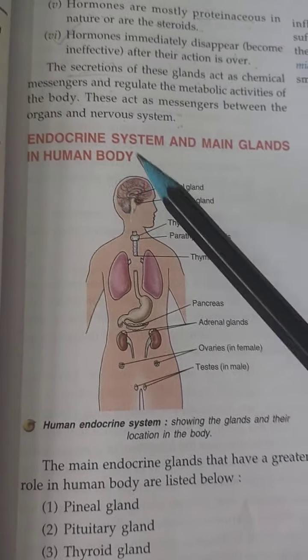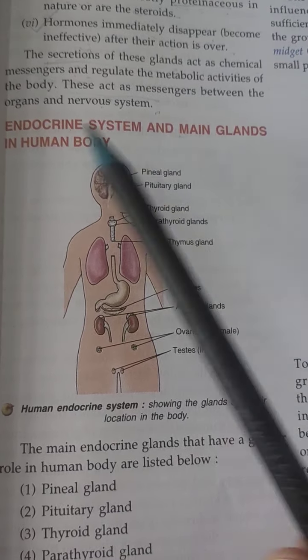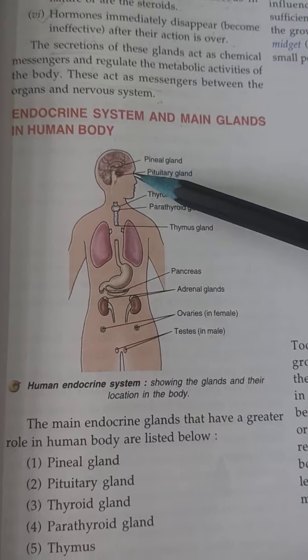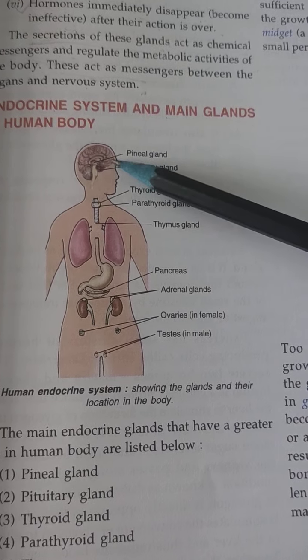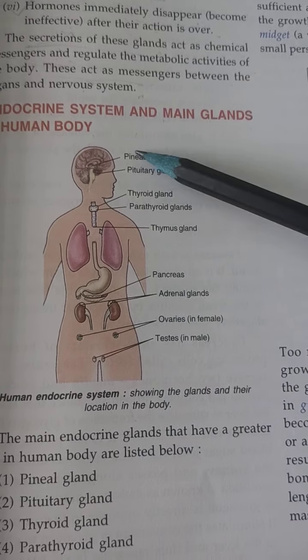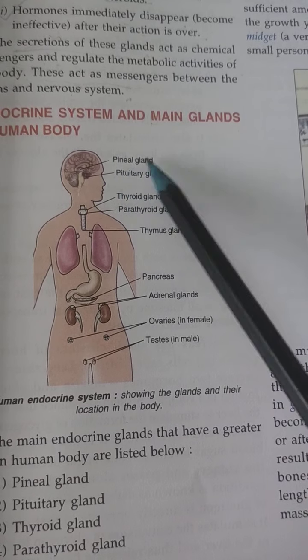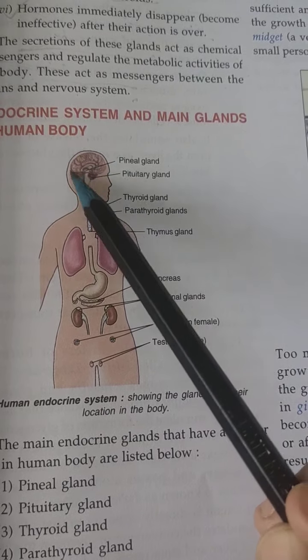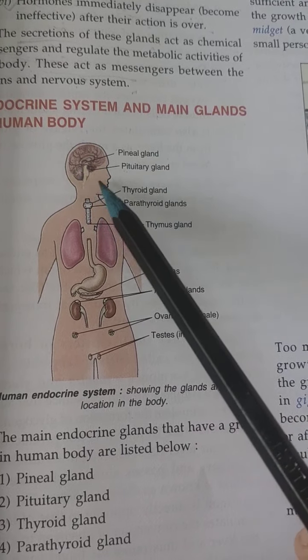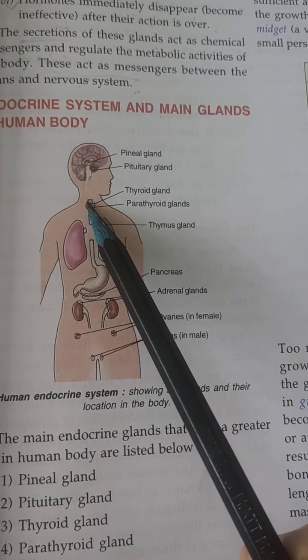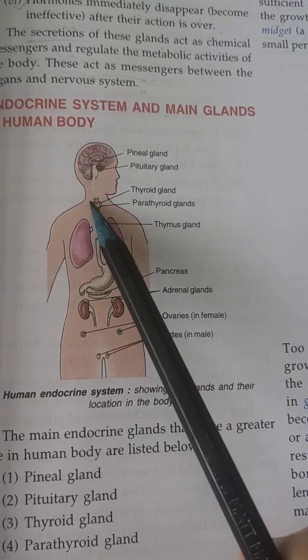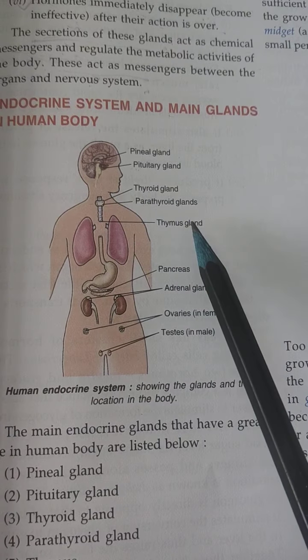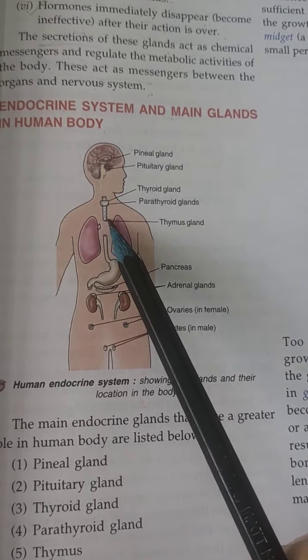So here is the endocrine system and the main glands in the human body. As you can see, this is a human body and there are different types of glands. First is the pineal gland, second is the pituitary gland; they are present in the brain area. Then the thyroid gland, present in your neck region, and the parathyroid, also in the neck region. Then the thymus, near your heart.